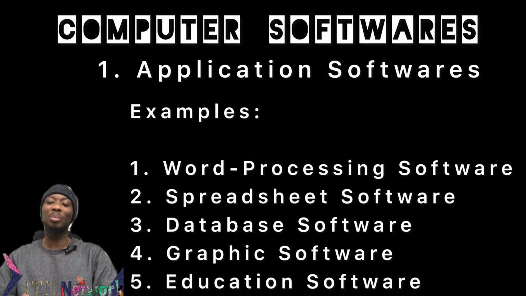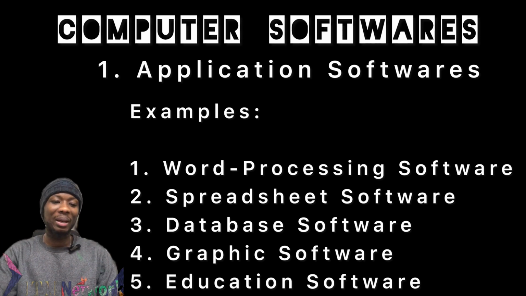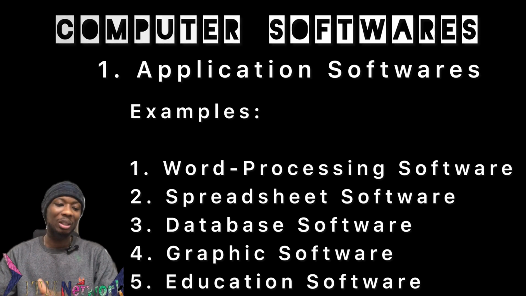Word processing software enables us to make use of our computer for creating, editing, viewing, formatting, sorting, retrieving, and printing documents. Let's talk about spreadsheet software, database software, graphic software. All of these are software for applications, and so they are classified under application software.